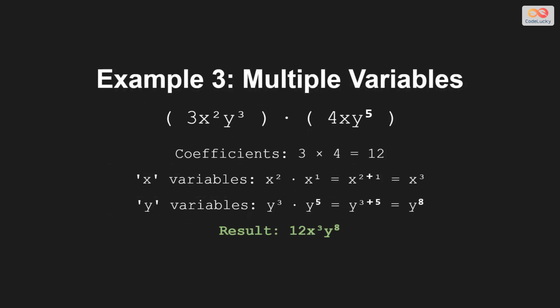What about monomials with more than one variable? Let's take 3x squared y cubed times 4xy to the 5th. We handle each part separately. Multiply the coefficients 3 and 4 to get 12. For the x variables, add the exponents 2 and 1 to get x cubed. For the y variables, add the exponents 3 and 5 to get y to the 8th. The final answer is 12x cubed y to the 8th.